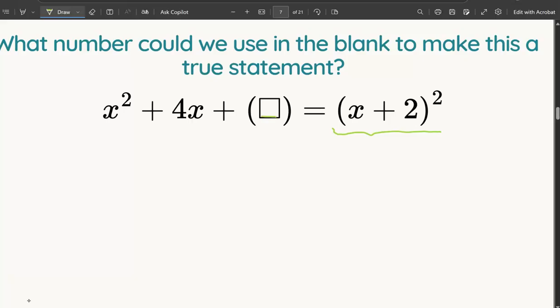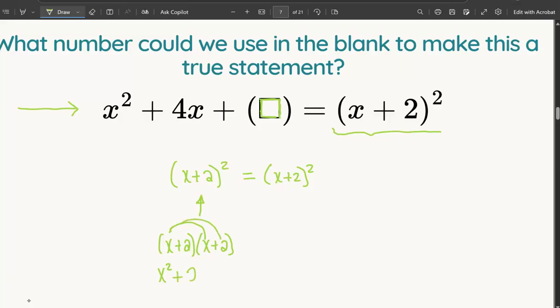And so I have to think about what number could I put inside this box to make this entire thing a true statement. In other words, I want to rewrite this as x plus 2 squared is equal to x plus 2 squared. And so on the left-hand side, if I FOIL that out, x plus 2 times x plus 2, I get x squared plus 2x plus 2x plus 4.